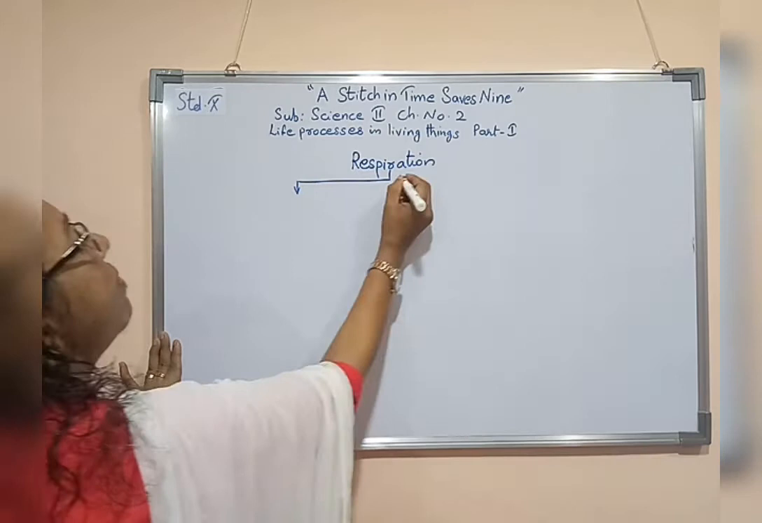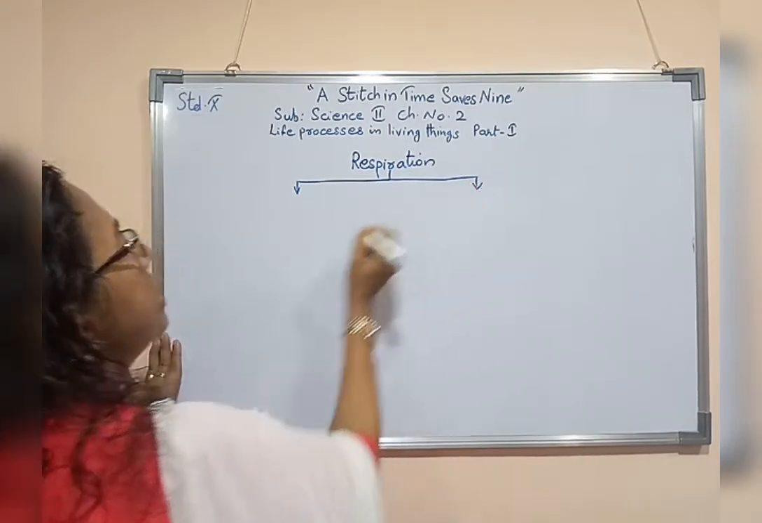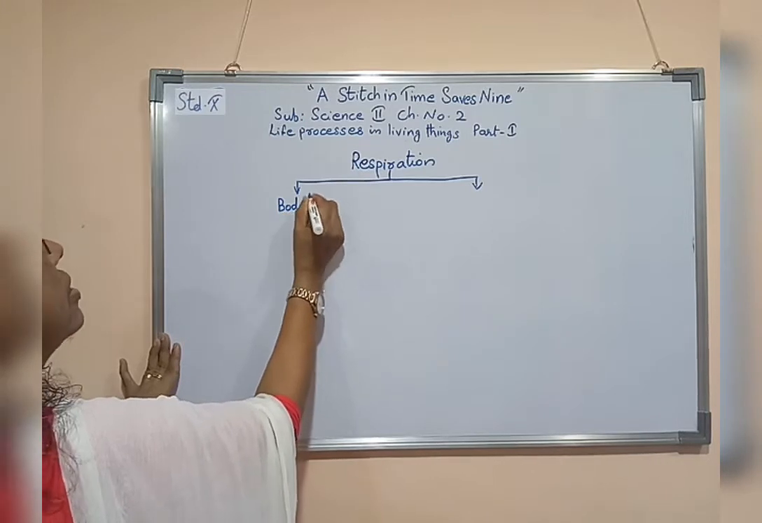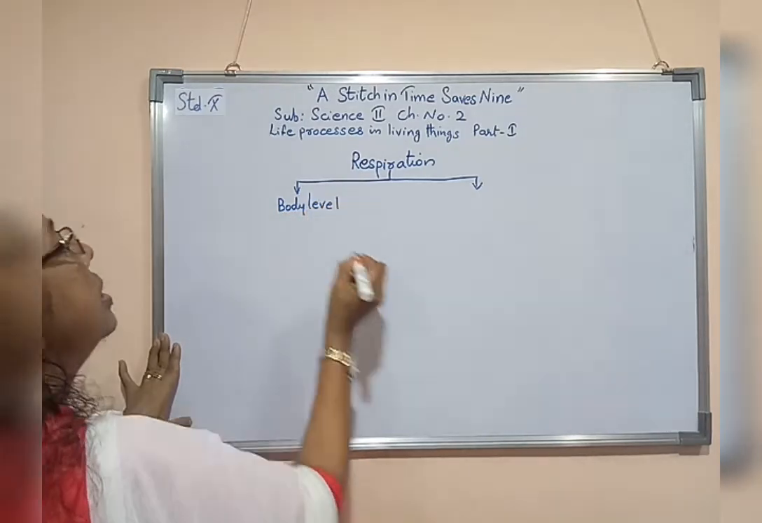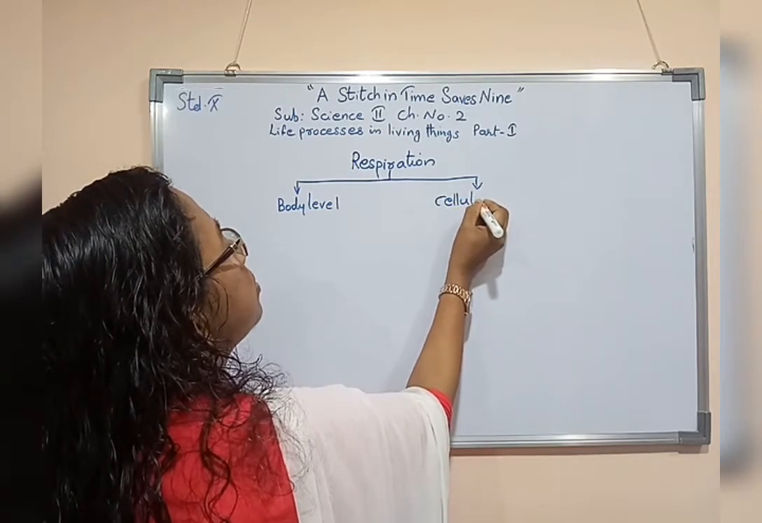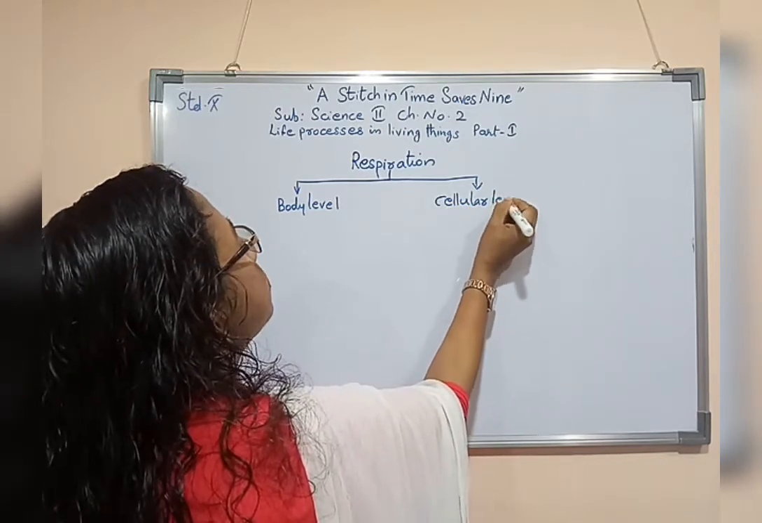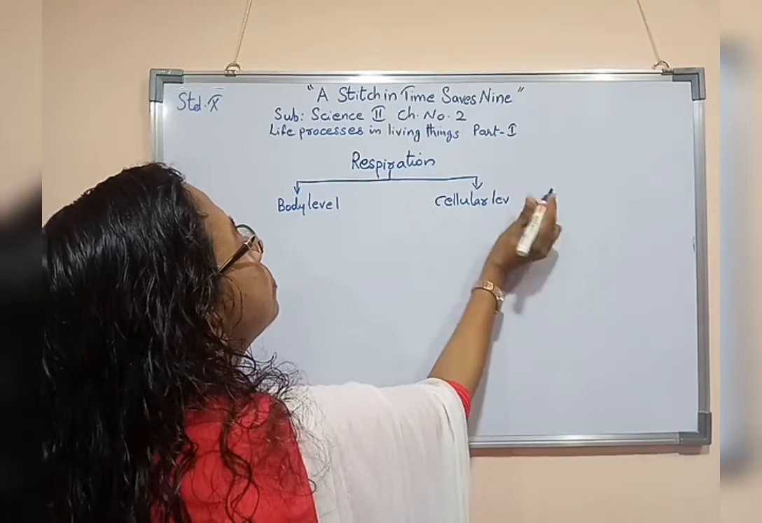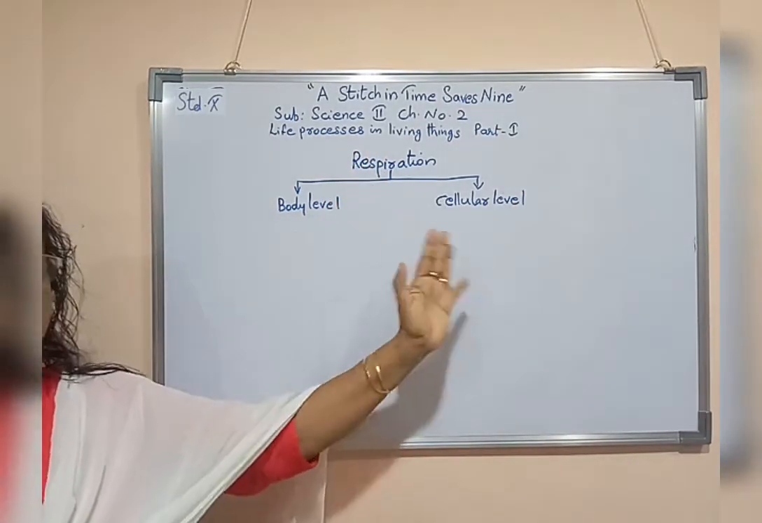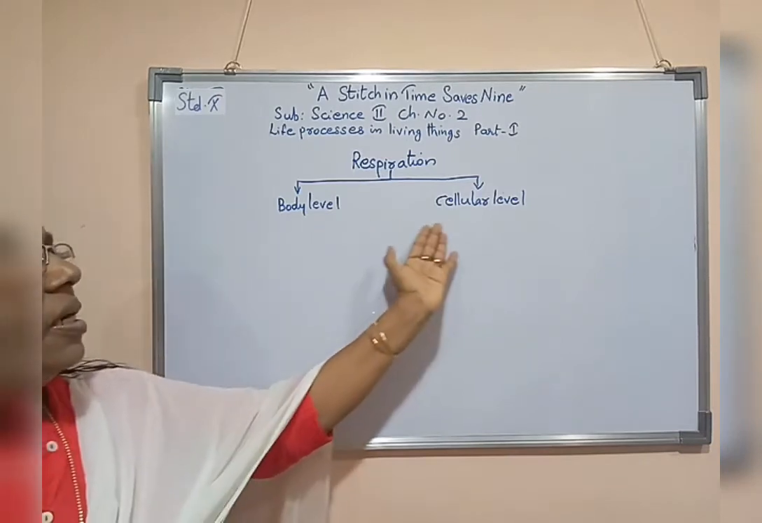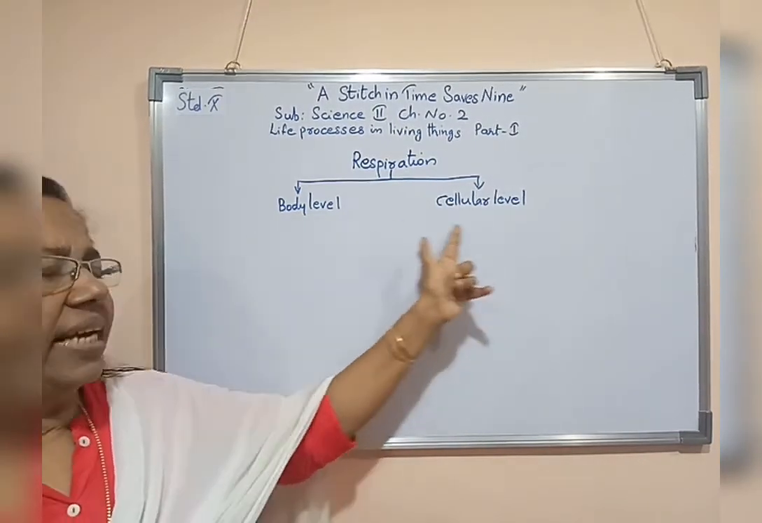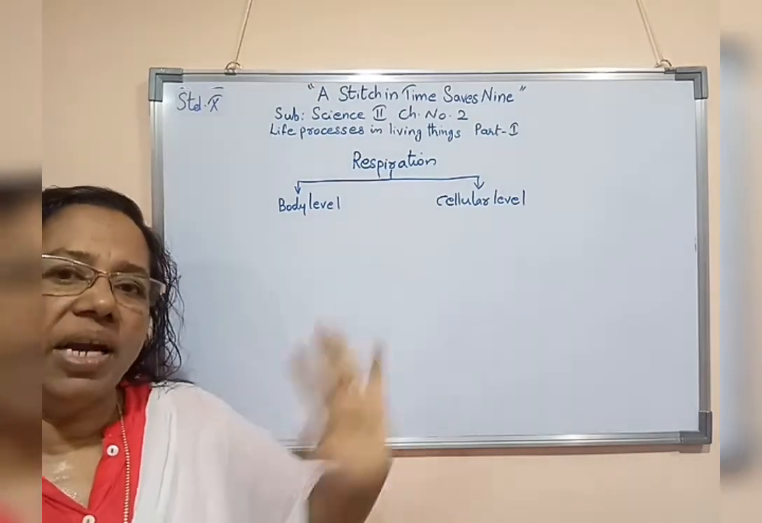There are two levels of respiration. First level is known as body level respiration. Second one is known as cellular level respiration. So, respiration itself consists of two levels. First level is body level. Second level is cellular level.